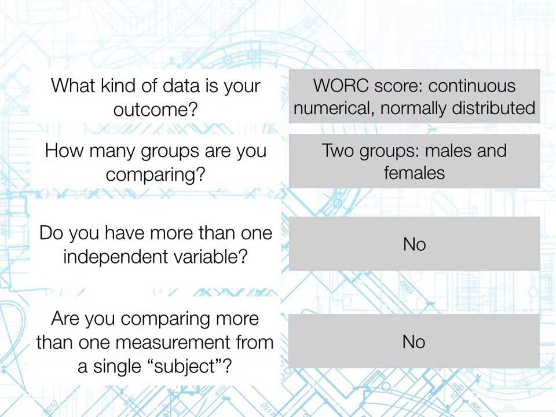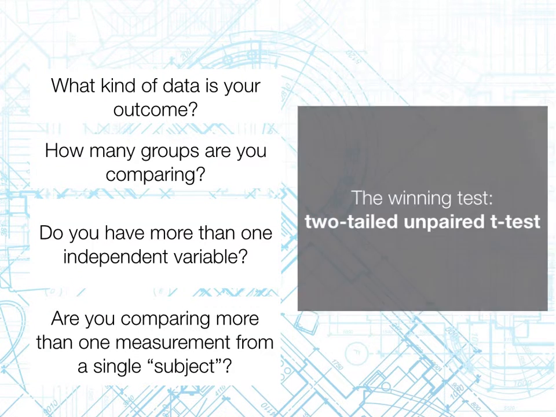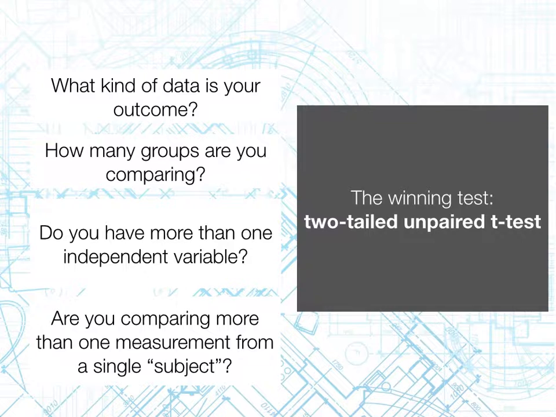So for this question, our outcome is work score, which is continuous, numerical, and normally distributed. We've got two groups, males and females, only one independent variable, and no repeated measurements. The test of choice here is a two-tailed, unpaired t-test.